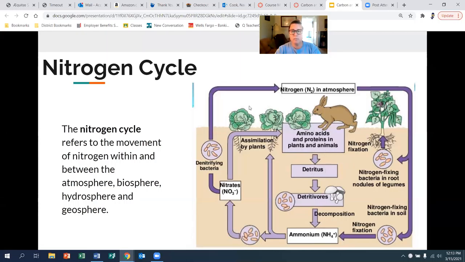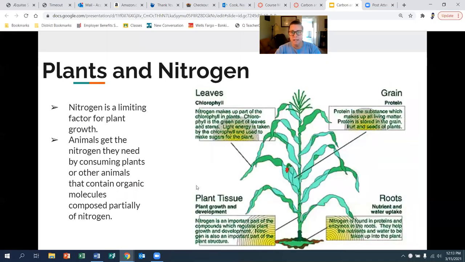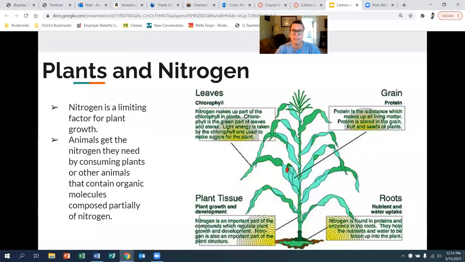to be used. Now, how does it help the plant? There's this handy dandy diagram right here where it tells you that the nitrogen helps to bring up the nutrients and water through the plant to go into the leaves and into the stem of the plant. So it promotes growth within the plant.